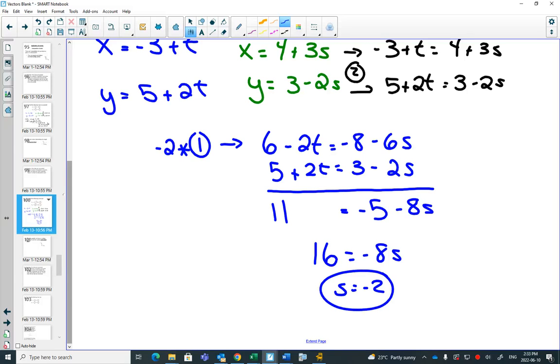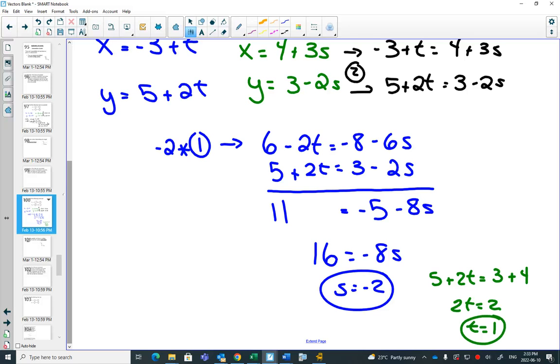If s is equal to negative 2, you can go back and use either equation 1 or equation 2 and plug in s is equal to negative 2. So if I use equation 2, I would have 5 plus 2t is equal to 3. If I plug in minus 2, I get plus 4. Now solving for this, 2t equals 2, and t is equal to 1.